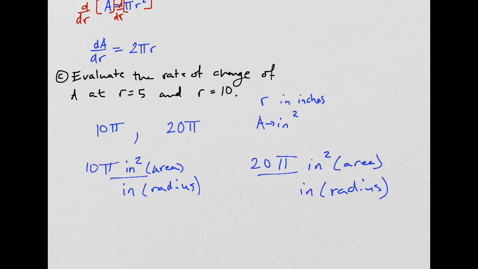So the area increases at 20 pi inches squared, which is about 62. Is it? Maybe? I don't know. It increases at that rate, so 20 pi inches squared per inch of radius. So if you increase the radius by 1, then you're increasing the area by 20 pi. That's what it's saying. All right, that's the end of that example.